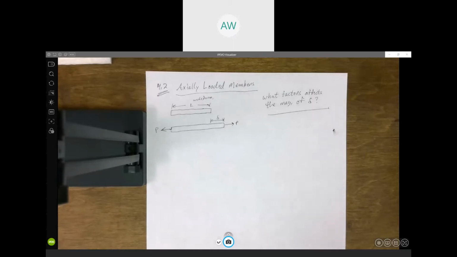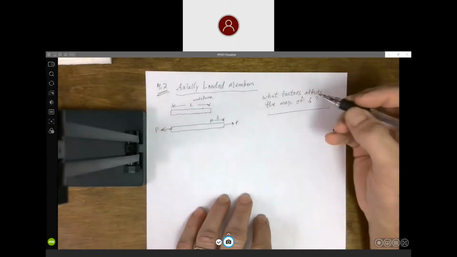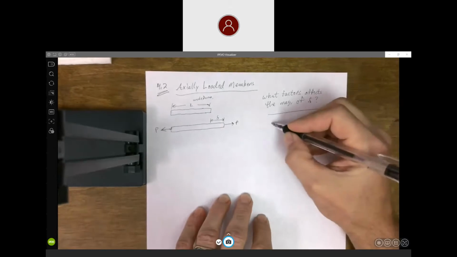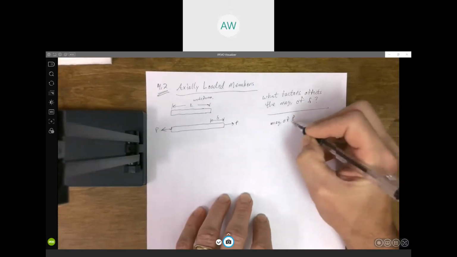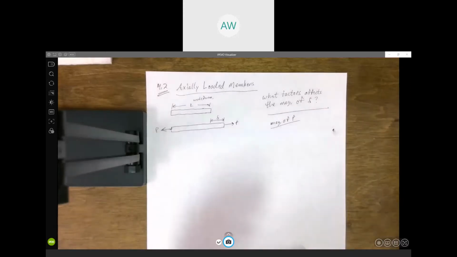How big P is? All right, so that's definitely one, the magnitude of the force, right? The bigger the force, it's going to stretch further or deform more. So that's one of the more obvious ones, but definitely good. Anybody else want to chime in?